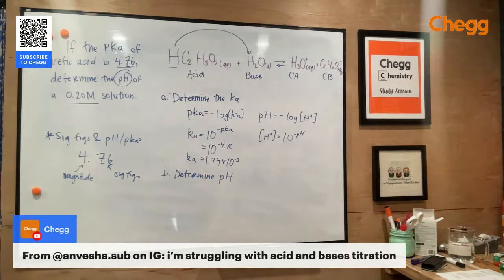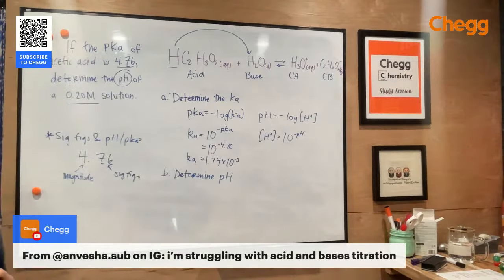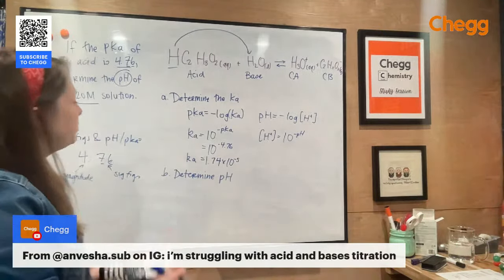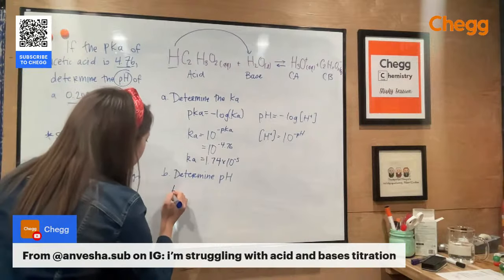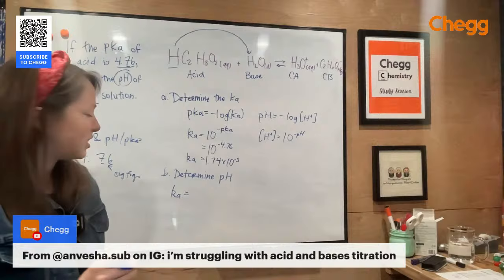All right, so now I want to determine the pH, and you're looking at this, you're like, how do I even know how to do this? I don't have H plus concentrations. I have nothing. Wrong. You have your Ka. You know how to write out your equilibrium expressions. You know how to write out the Ka expression as well.